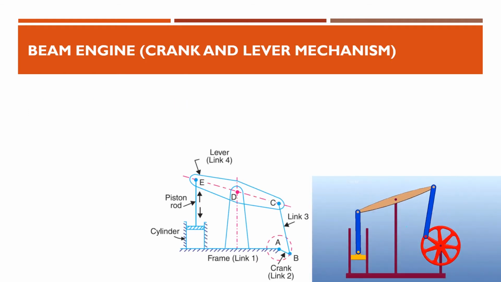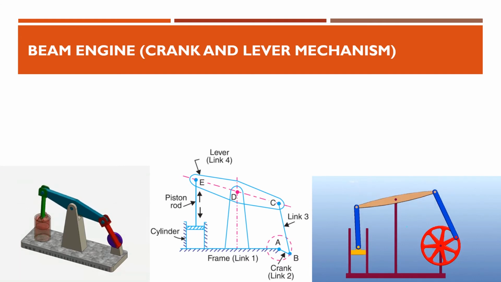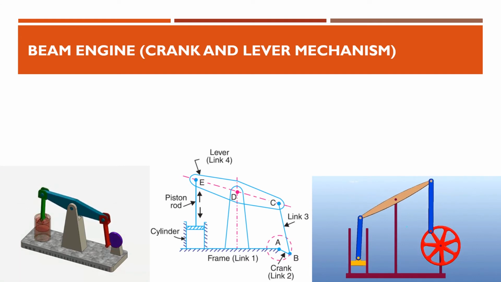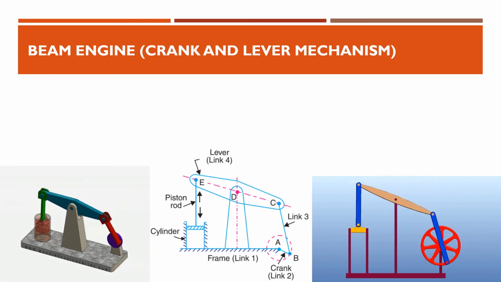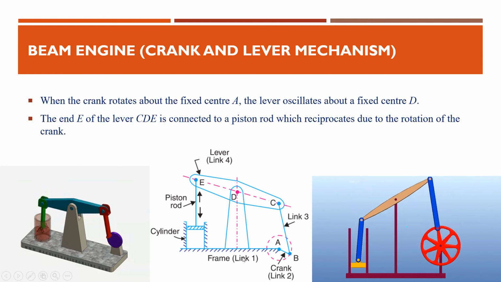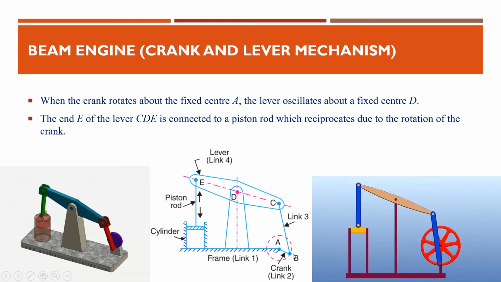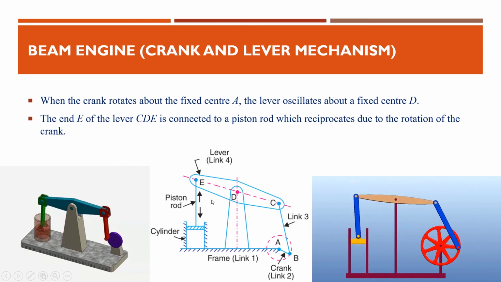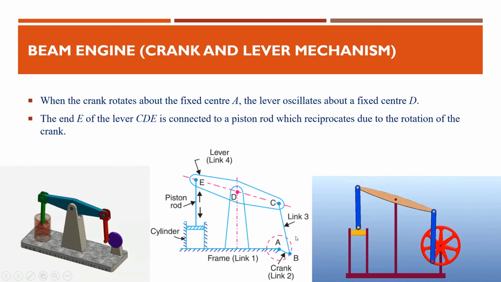I think the animation will be enough to explain this figure. So this is basically the beam engine or the crank and the lever mechanism. There is a crank, there is a lever, it will be connected to the follower. When you look at this figure, you can see the fixed link 1, AB the shortest one which is the crank, and CDE, this is the lever, and BC which connects the crank and the lever is the connecting rod.